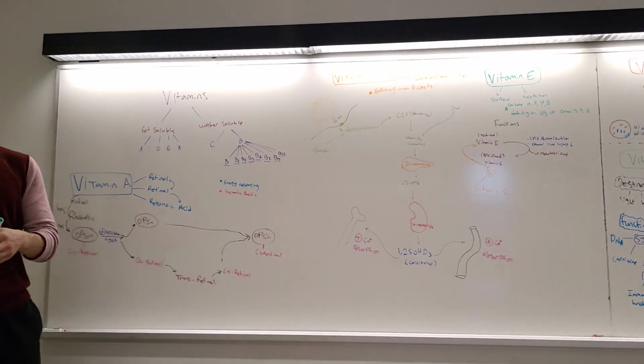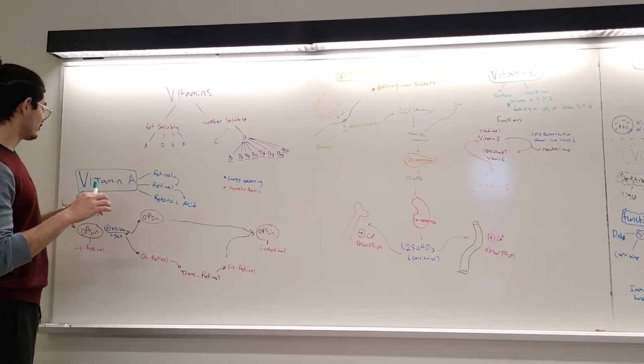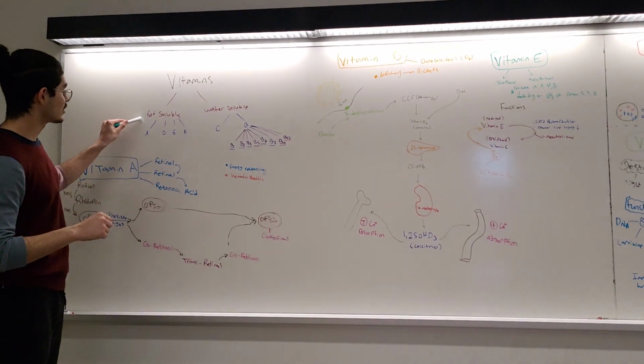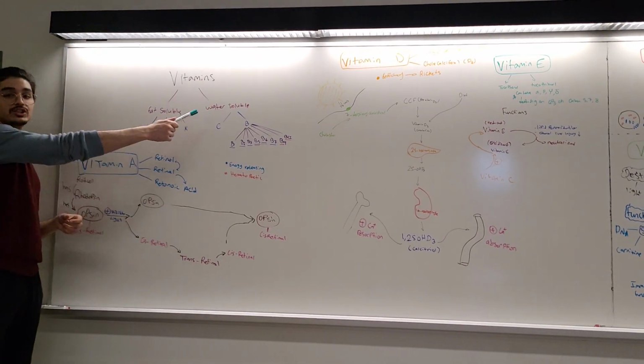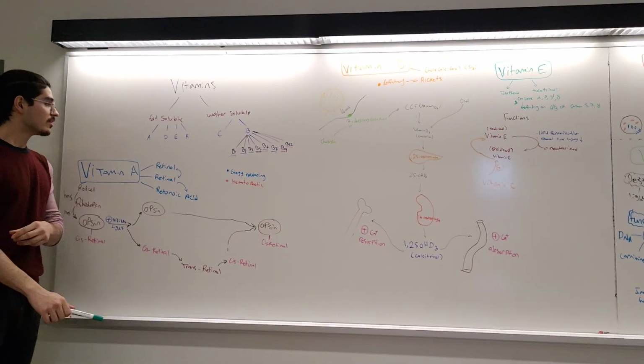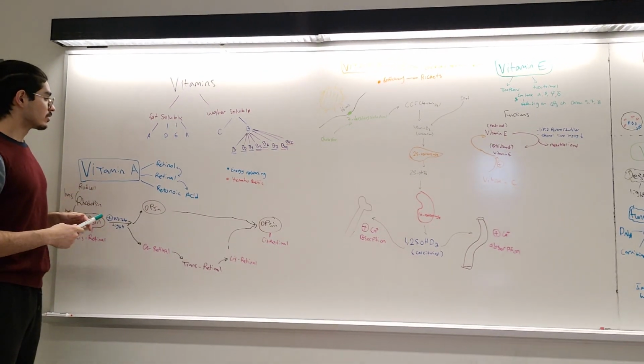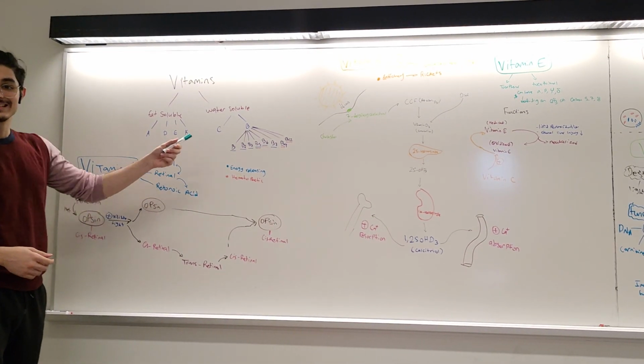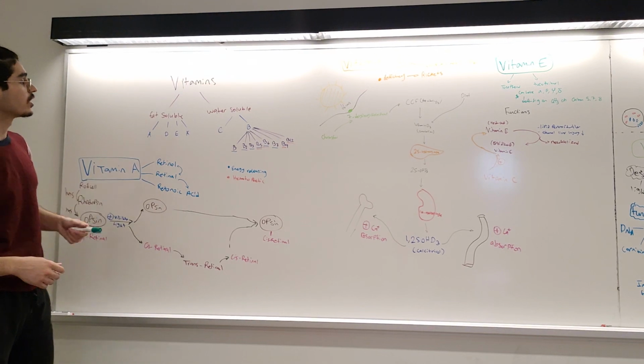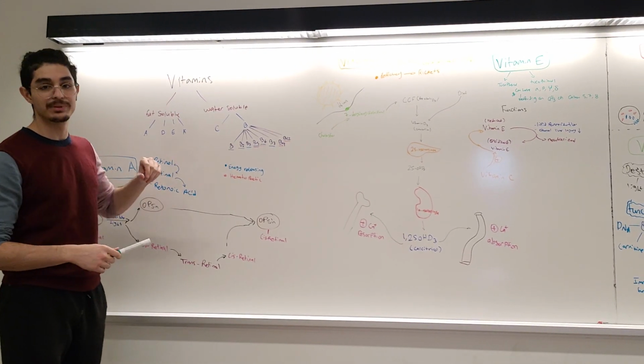We're good? Okay. So, vitamins. We have fat soluble vitamins. We've got water soluble vitamins. The fat soluble ones include your vitamin A, D, E, and K. The water soluble ones are your vitamin C and vitamin B.